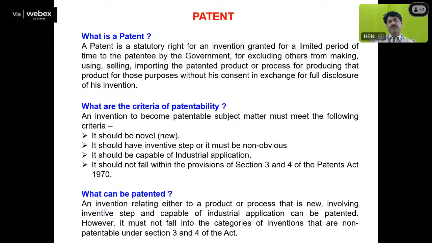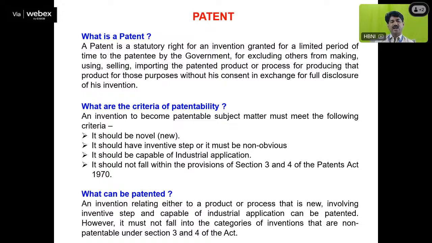They will not be able to make that product. They will not use that product, or they will not import that patented product or the process, and also without their consent. So the patent, whatever consent is given to a particular company, then they can do that particular selling or manufacturing, but without consent, it will be protected. So this is about patent.